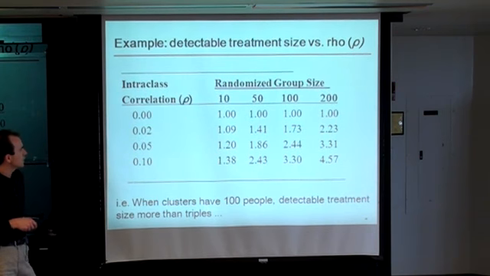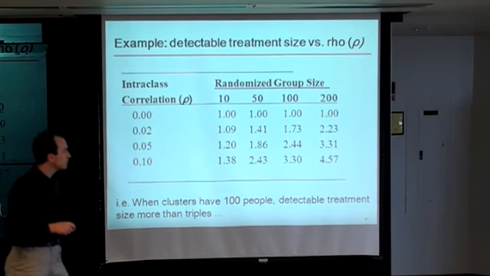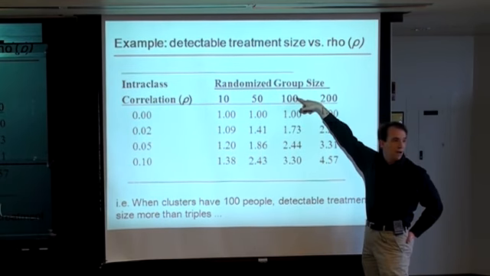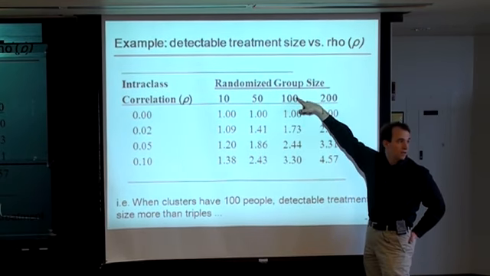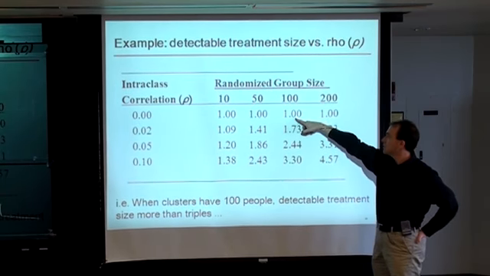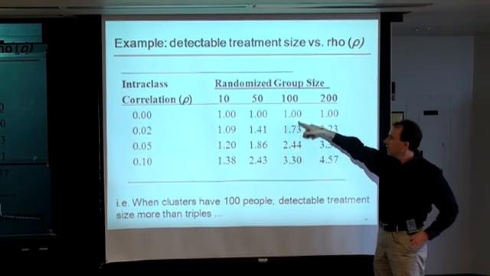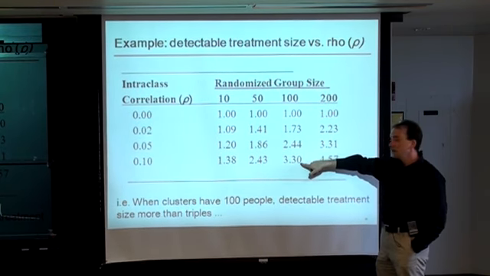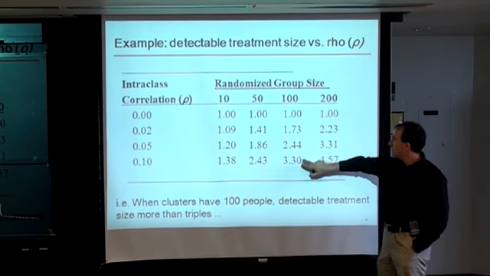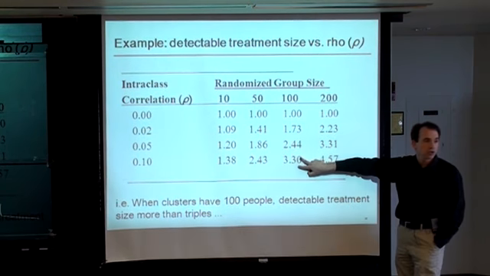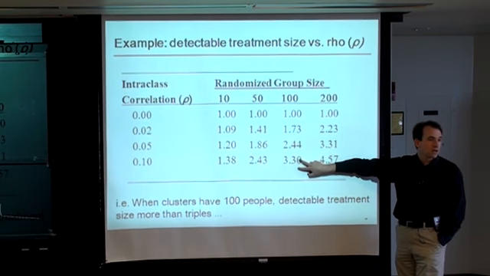So this shows you what this looks like. Suppose you had 100 kids per school, and you randomized at the school level rather than the individual level. If your correlation coefficient was 0, it would be the same as if you randomized at the individual level, because they're totally uncorrelated. Suppose rho was 0.1, then the smallest effect size you could detect would be 3.3 times larger than with an individual design.